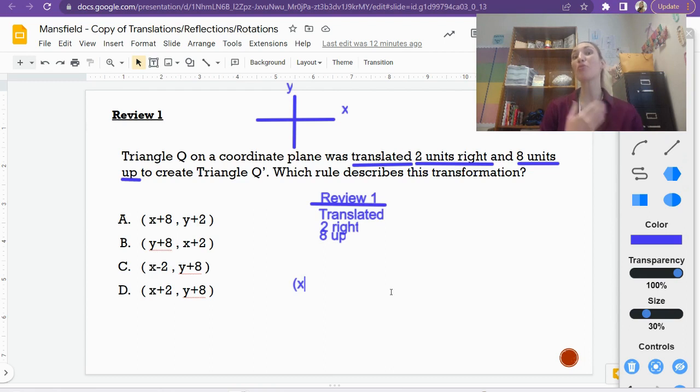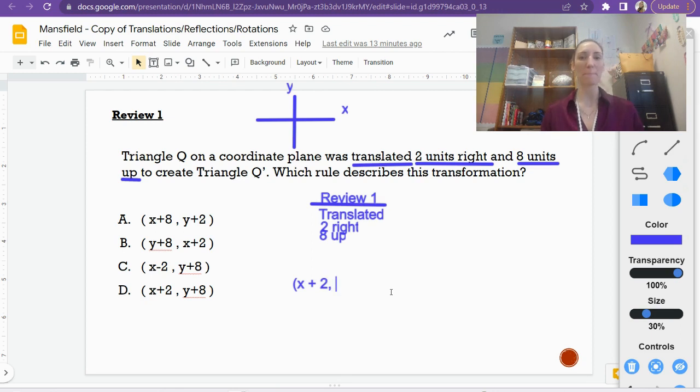Now, whenever I move right, that means positive, right? The more you move right, then your numbers will increase. So that's positive. So x plus, how much are you moving to the right? In this problem, you are moving 2 units to the right. So x plus 2. Sounds good?